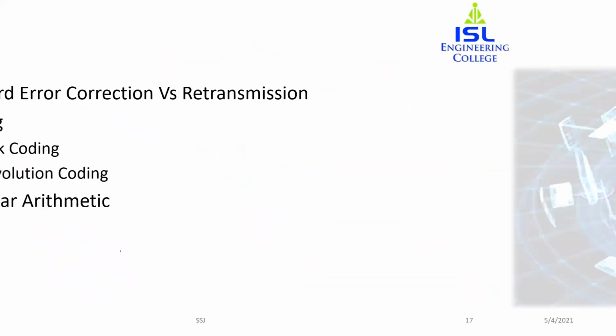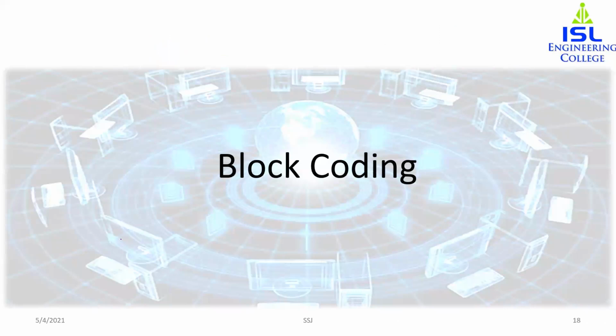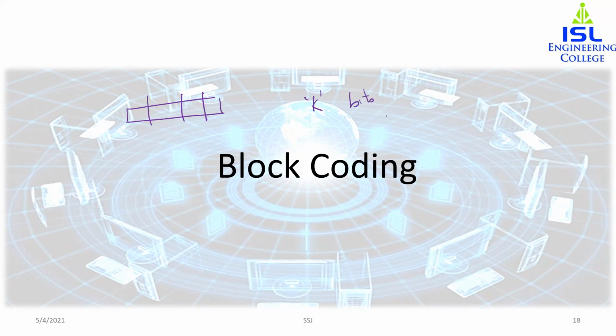The next topic is block coding. So what do you mean by block coding? In the case of block coding, we divide our message into blocks. Suppose we have a message of some number of bits, then that message is divided into blocks of k number of bits. That k can be anything. The message can be divided into 2 bits or 3 bits or 4 bits. And this k number of bits is called a data word.